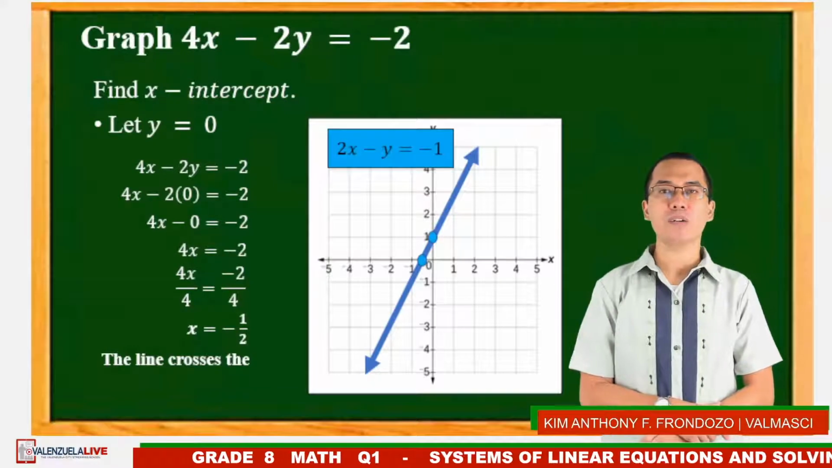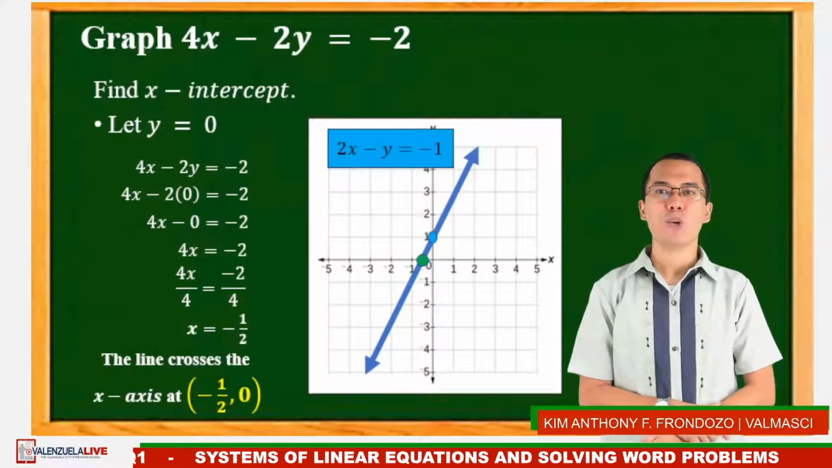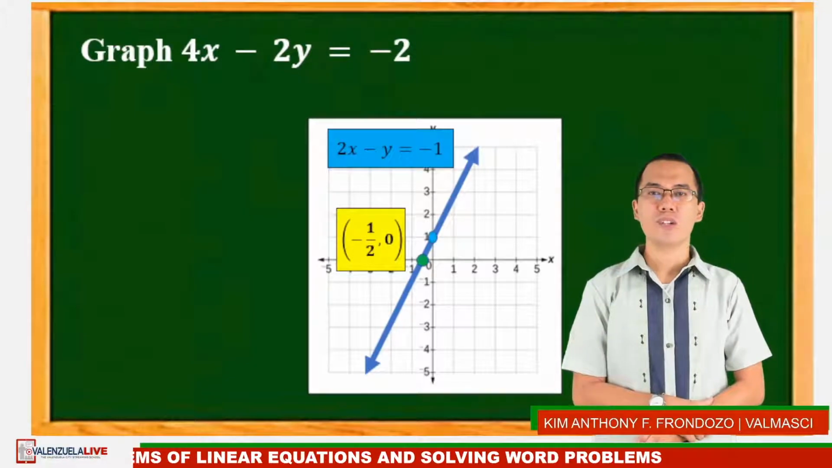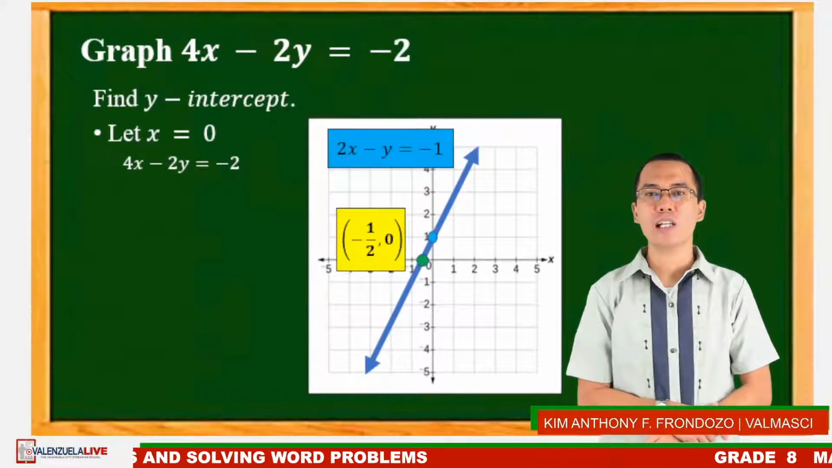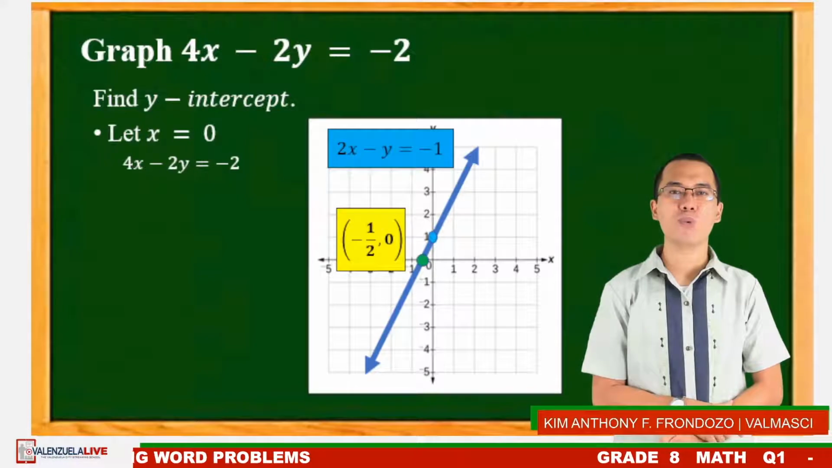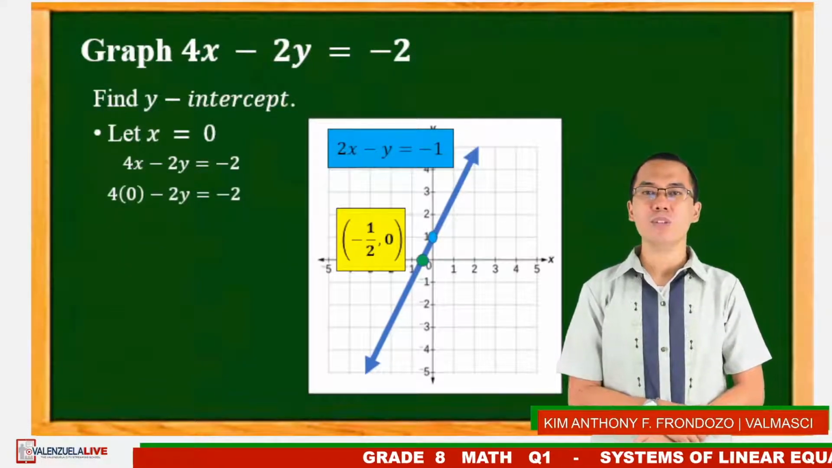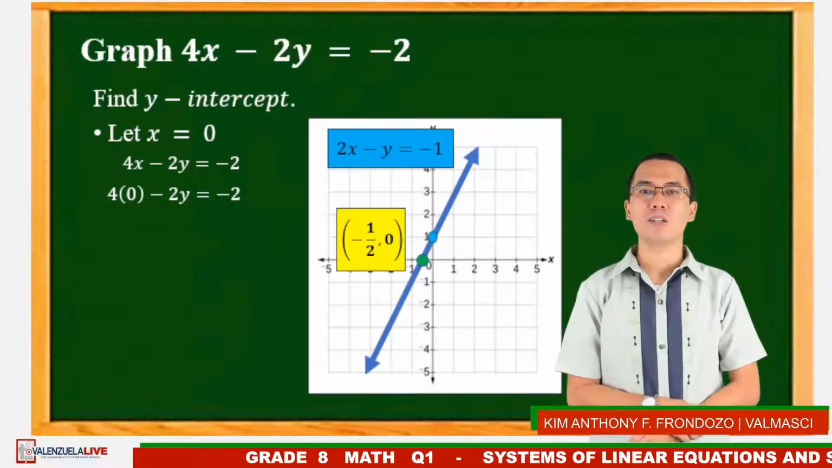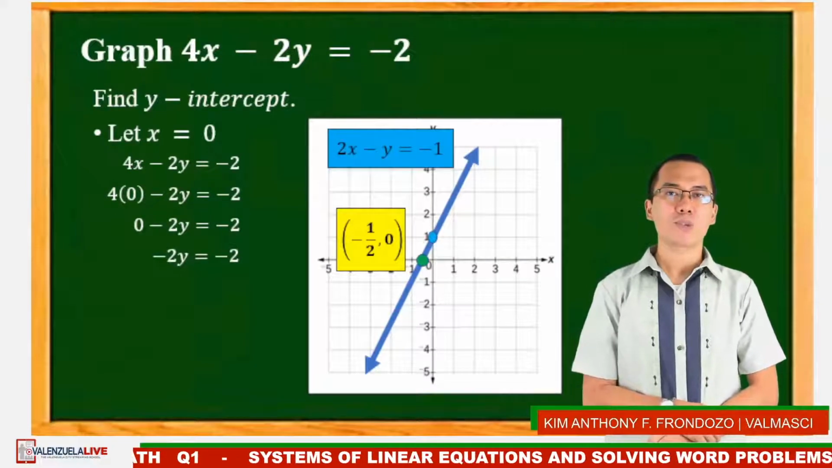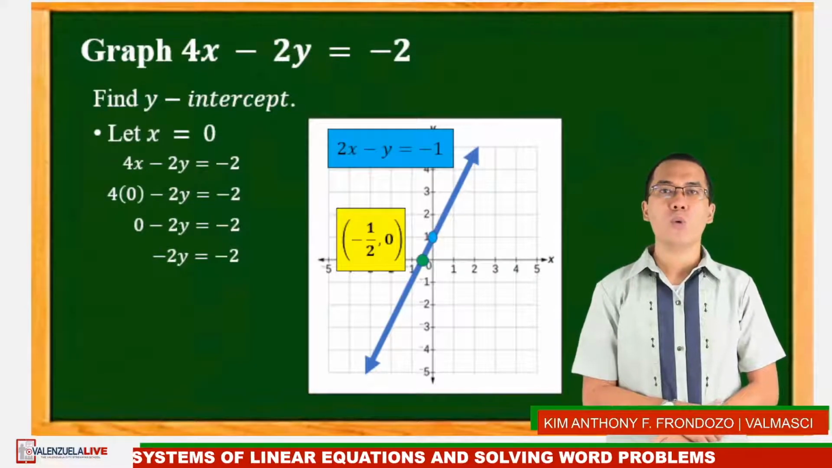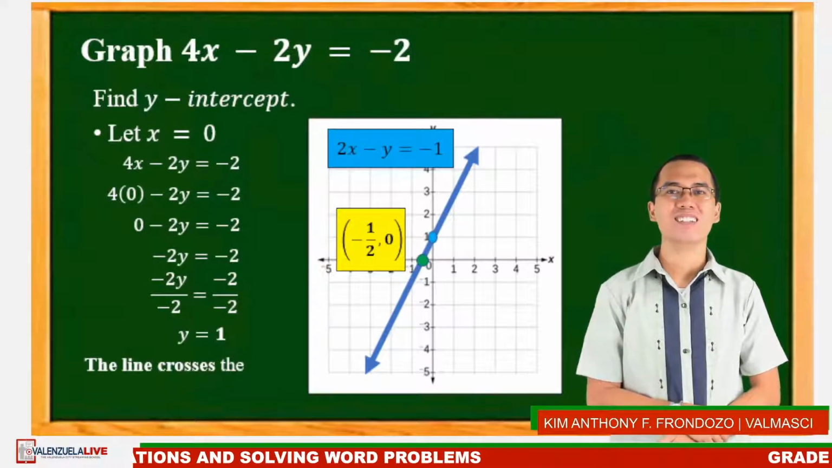Now, let's plot the point on the Cartesian plane. Next is to find the y-intercept. We let x be equal to 0. So we'll have 4x minus 2y equals -2. By substitution, 4 multiplied by 0 minus 2y equals -2. 0 minus 2y is equal to -2, so we'll have -2y is equal to -2. Dividing both sides of the equation by -2, we get y equal to 1. So the line crosses the y-axis at (0, 1).